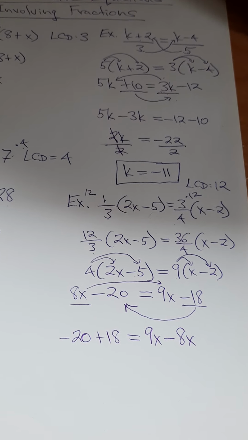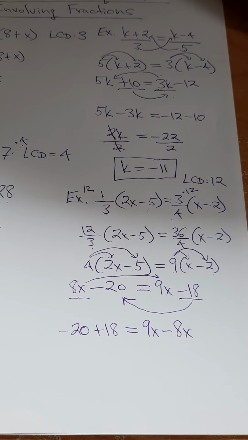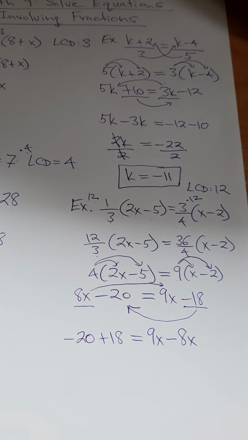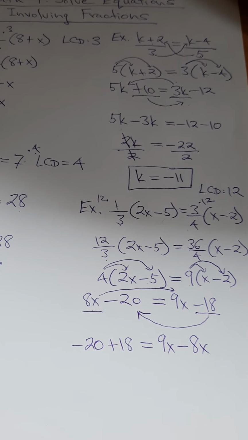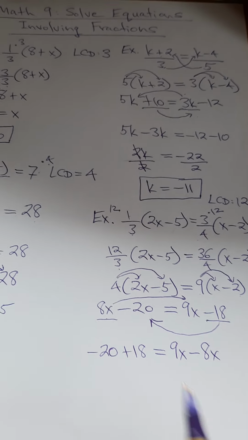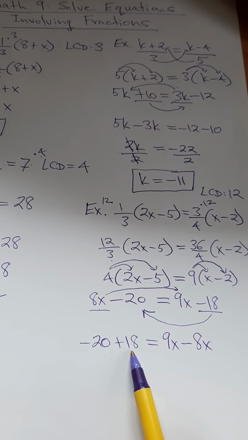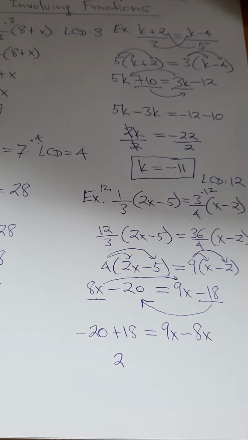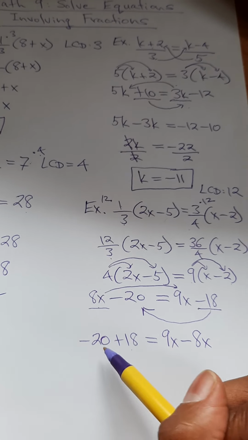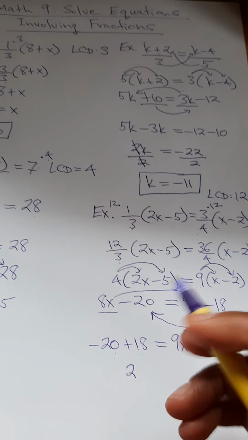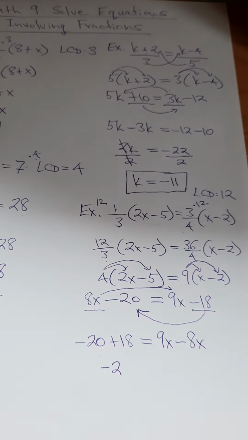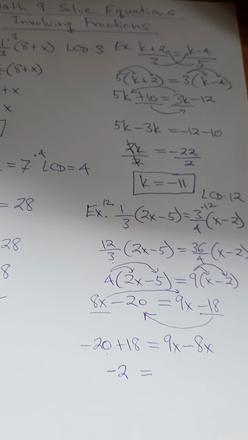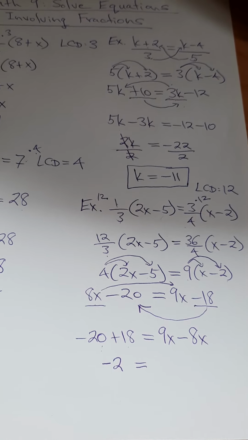So also note down, I can actually move the x's to either side I want to, but make sure you're moving all the numbers to the opposite side. So here I'm doing negative 20 plus 18. The signs are different, so you're going to subtract the numbers. The 20 is the bigger number, and the 20 is negative. So it's equal to negative 2 on the left side.